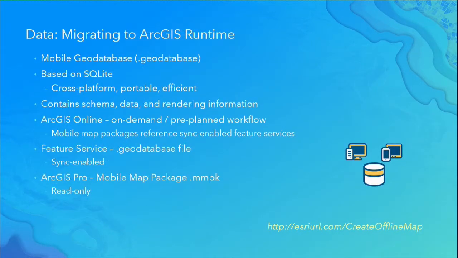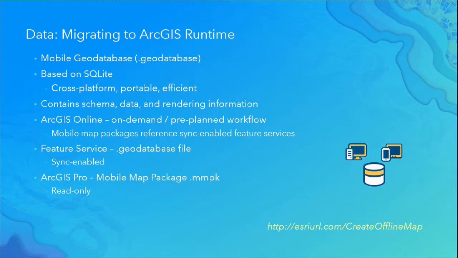The mobile geodatabase is a .geodatabase file extension. It's based on SQLite, which means it's cross-platform, it's portable, and it's efficient. So that's how we're able to support this mobile geodatabase across Windows, Linux, Android, iOS, and macOS. It contains the schema and the data, but different to previous geodatabases that you might be familiar with, it also contains all the rendering information for the layers as well.